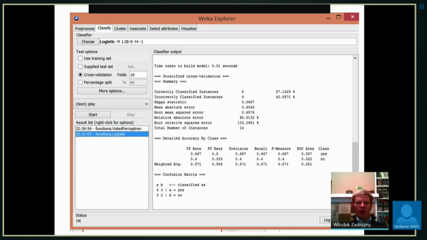So in this case we apply a logistic regression classifier to the previous problem, and we can see that we have classified correctly as play 6 examples, and correctly as not play 2 examples, and 3 examples are classified incorrectly as yes, and 3 examples are classified incorrectly as no. This is seen below in the confusion matrix. We're going to go over it in the next slide.